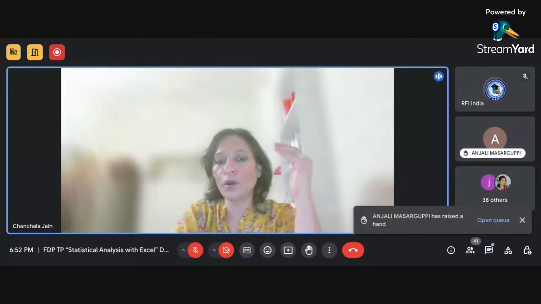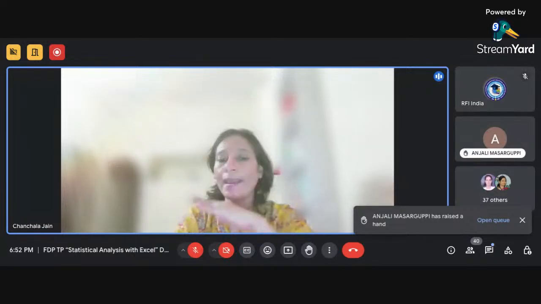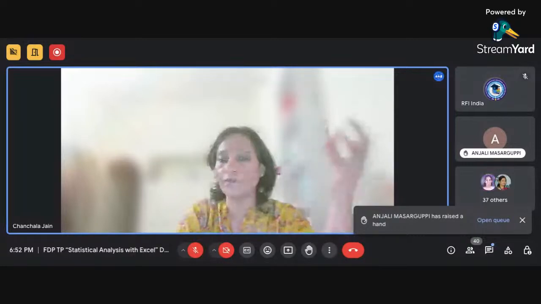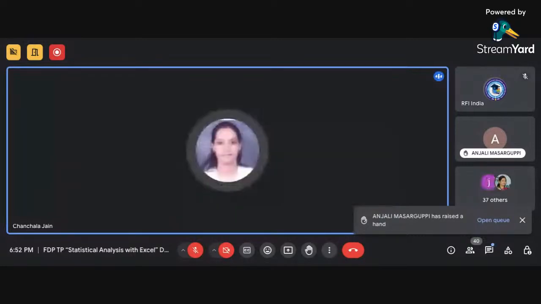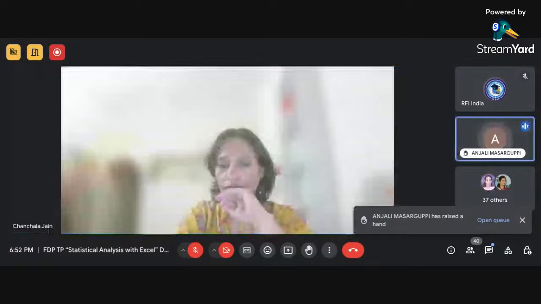Yes, ma'am. Just one query. Since it is a normal graph, it comes with this kind of shape, where it is distributed almost equally and is not concentrated in any specific shape. So is there any relationship between these two graphs?